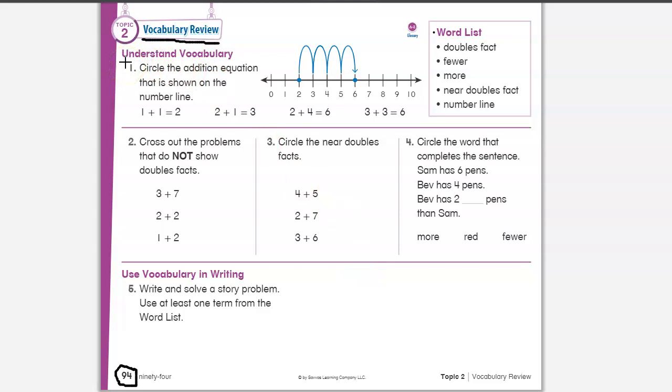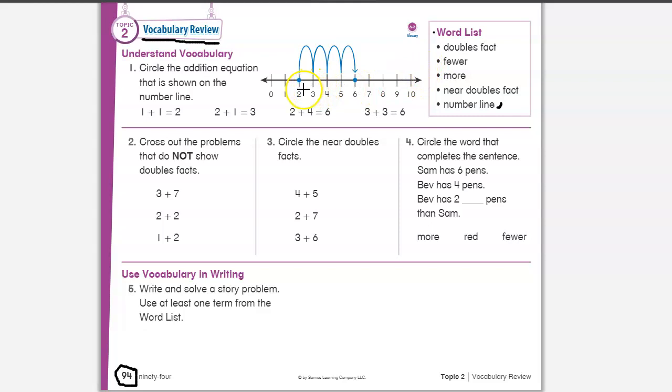Number 1 says understand vocabulary. Number 1 says circle the addition equation that is shown on the number line. So boys and girls, if you remember, this is called a number line. That is one of our words on the word list. A number line begins at 0 and ends at whatever number is at the very end. In this case, it goes 0 to 10. But some number lines stretch very, very far and have very high numbers.